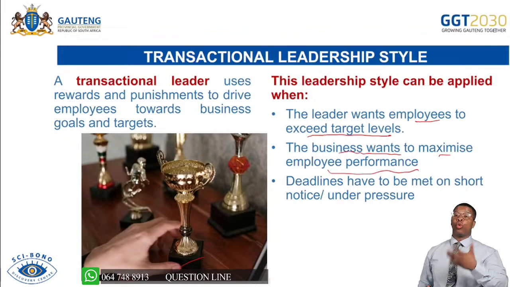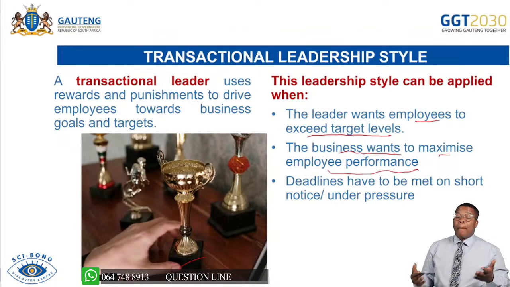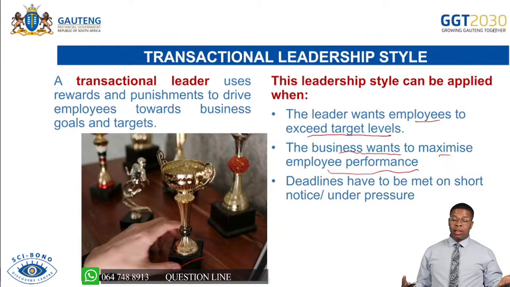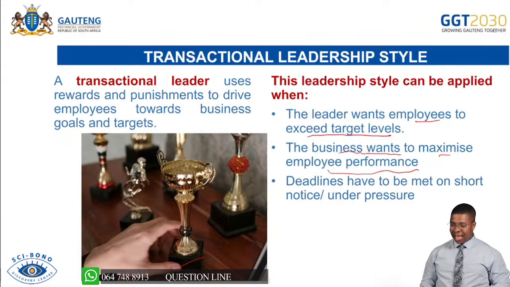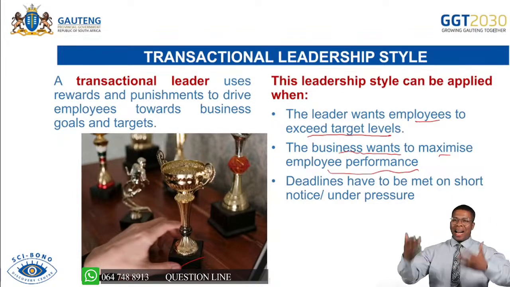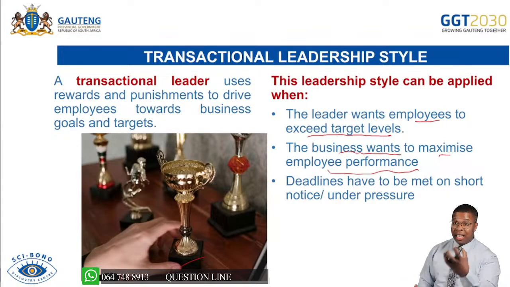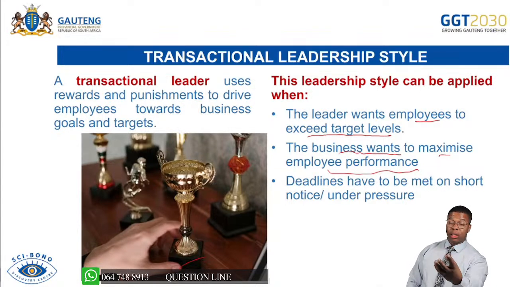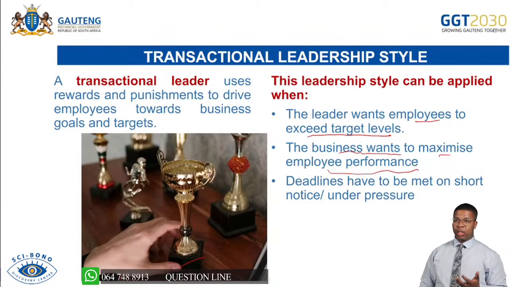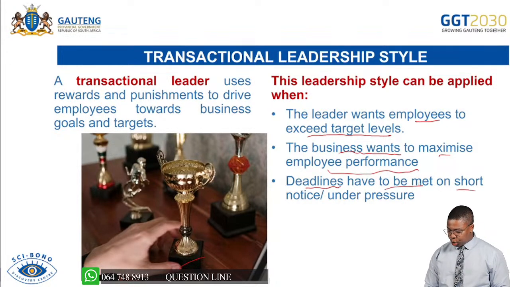When the business wants to improve the performance of the workers, to say if you produce 1,000 products in 2 days, you're going to receive 5,000 as a reward, what is going to happen there? The performance will be maximized. It will improve. What will make the performance improve is the reward. Everyone would want to receive 5,000 for just working for 2 days. So that is what we mean. And then deadlines have to be met on short notice.